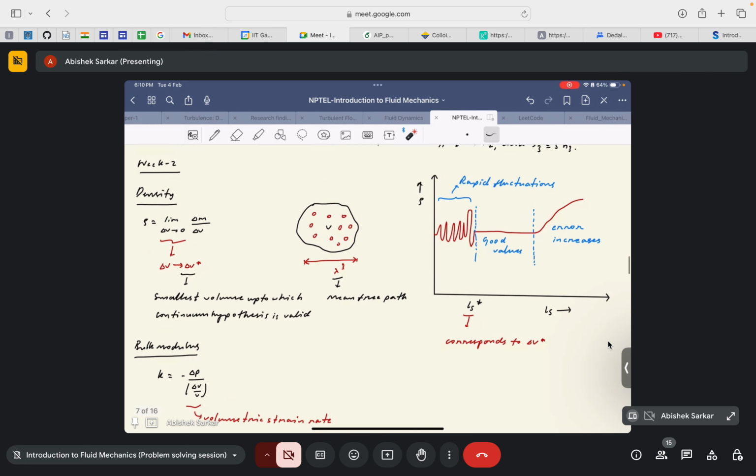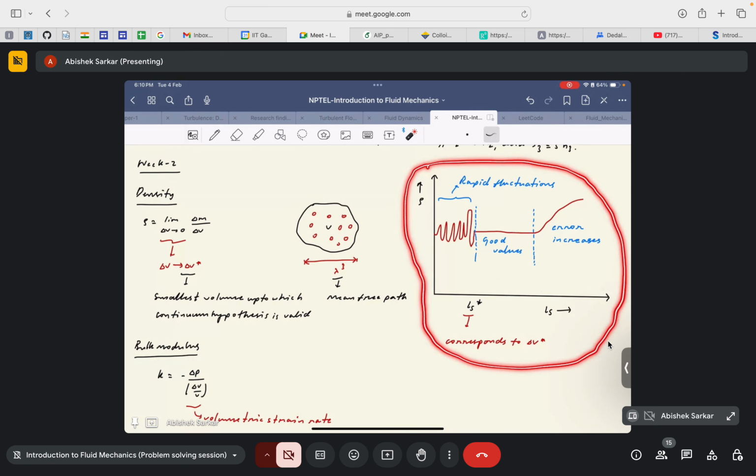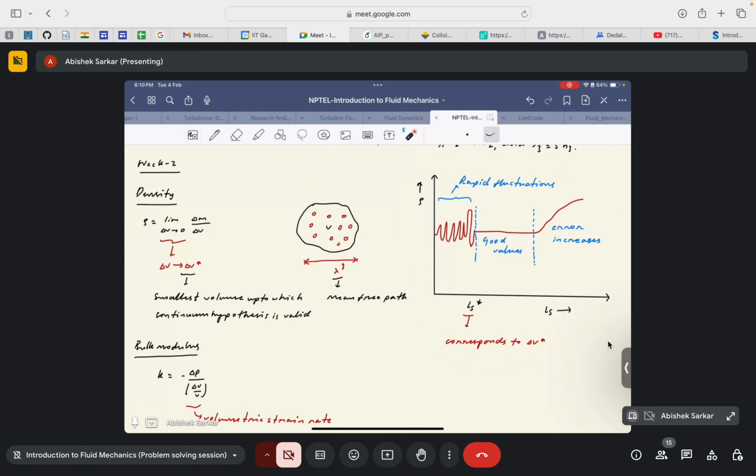Okay, so let us take a look at this diagram. He mentioned that this choice of delta V is crucial, because we cannot take delta V to be very small either. Ideally you may think that as delta V tends to very small or 0, then our calculations will become more and more accurate. But that's not the case, because if the length scale corresponding to the volume is less than the mean free path of the fluid, we will see that there are rapid fluctuations in its measurement.